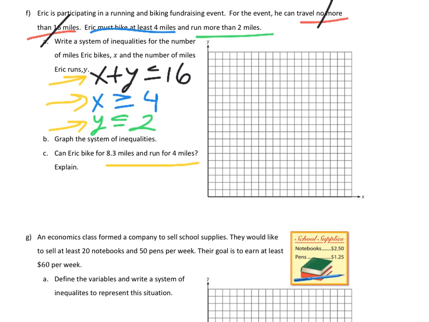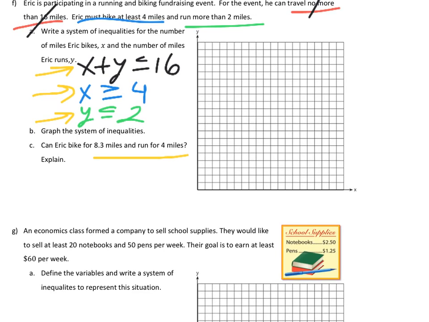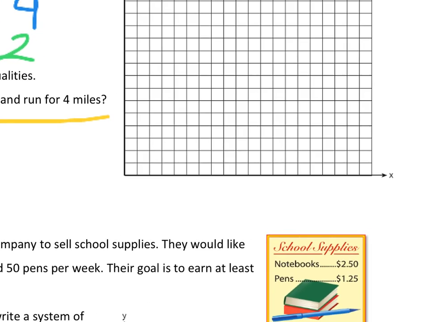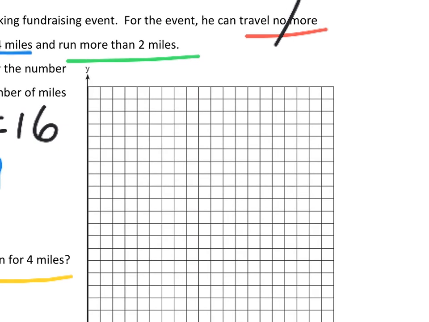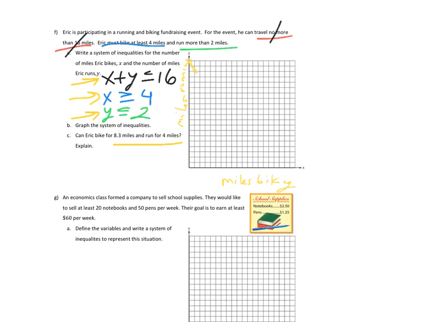I'm going to also help you with, if I were you, I would label your axes so it helps out a little bit. The x-axis, again, was talking about biking, so I might name this miles biking. And the y-axis, miles running. That may help you as you progress through this problem.